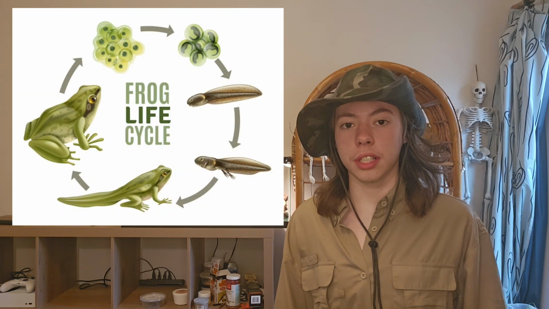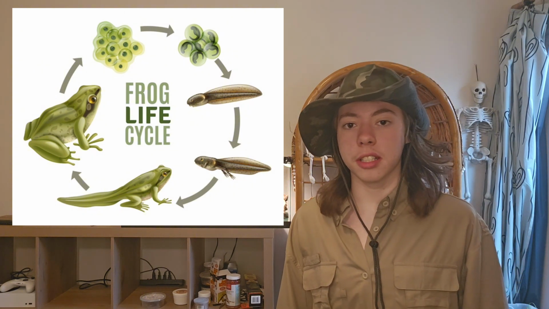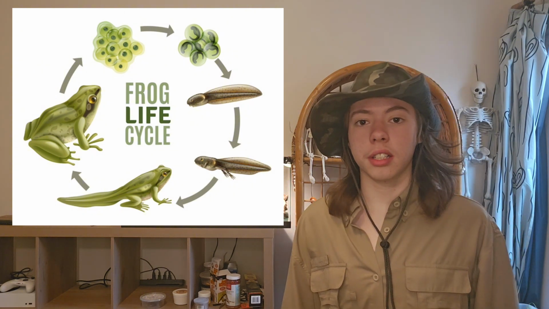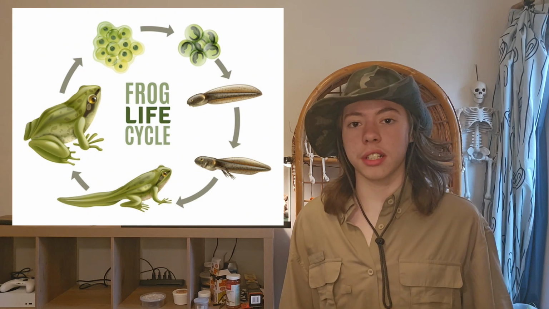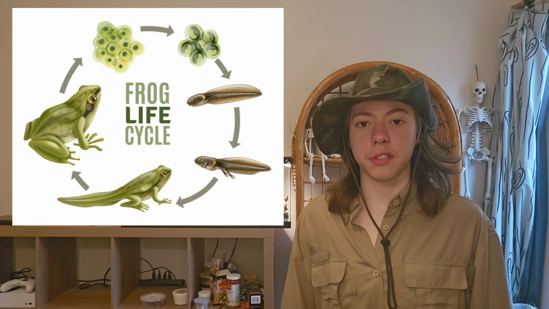A great example of an amphibian life cycle is the frog or toad life cycle. They begin as eggs. Next, they hatch from the eggs as tadpoles. Then they grow their hind legs. Next, they grow their front legs and become froglets. And lastly, they lose their tail and become adult frogs.